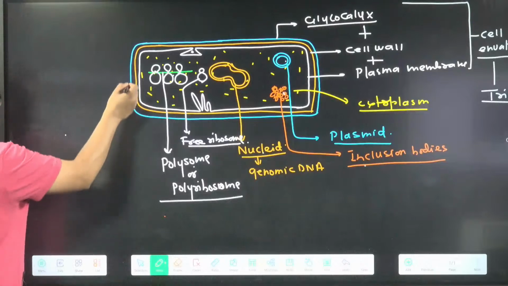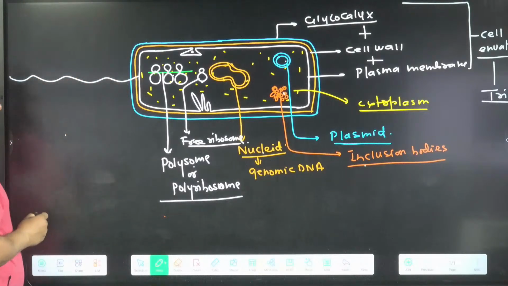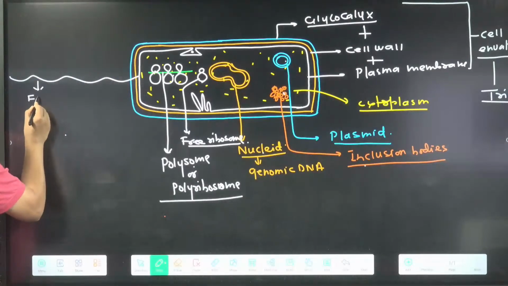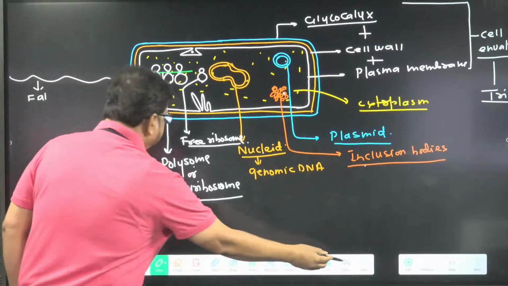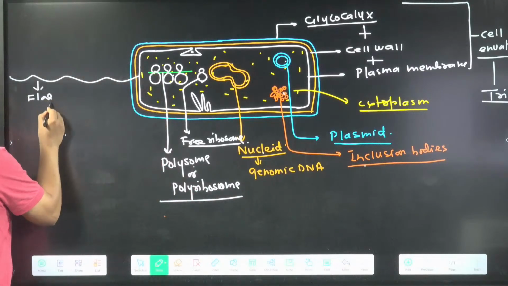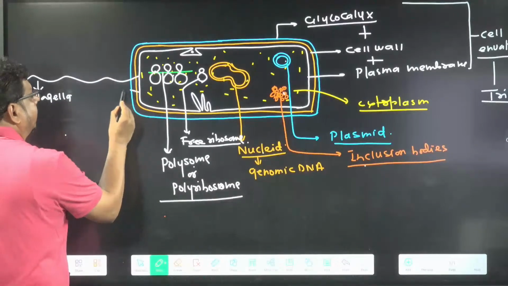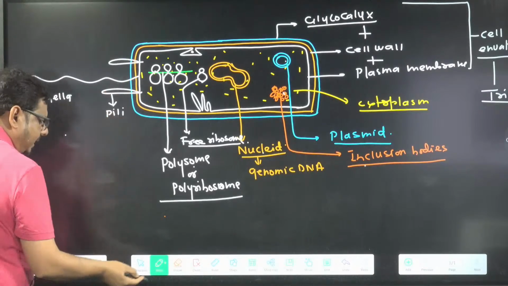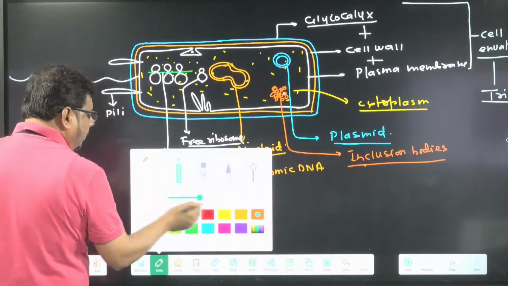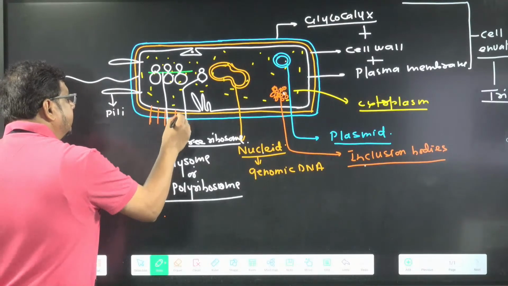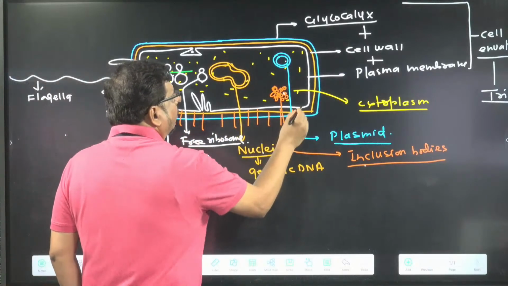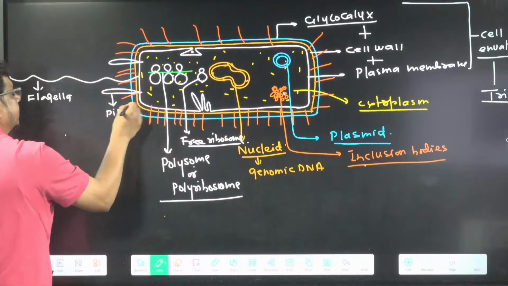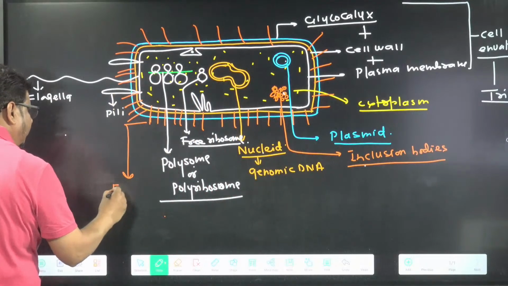Now I am going to tell what additional things are present in the prokaryotic cell structure. You may find long filamentous structures, flagella. It may be a tubular outgrowth, pili. And you may find small bristle-like structures present all over the surface of the body, and these are called fimbriae.